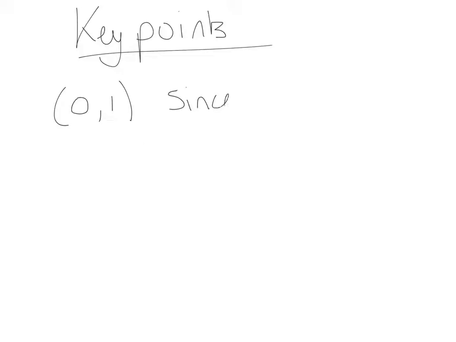So the key points on the graph were 0, 1. So all exponential functions go through the point 0, 1. And this is because, if we just do the math, since y is equal to a to the power 0 is equal to 1. So any base, it doesn't matter what the base is, a, if we raise that to the power of 0, we get 1. So that gives us our coordinate 0, 1, x 0, y 1. And the other key point is 1, a.